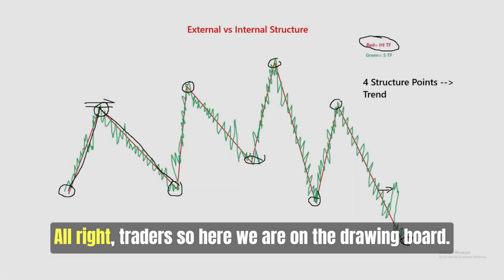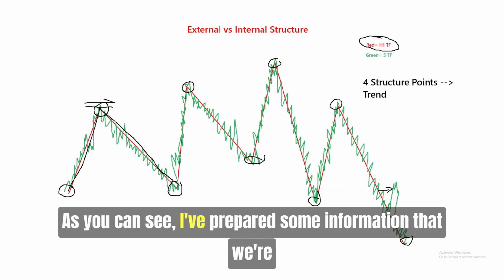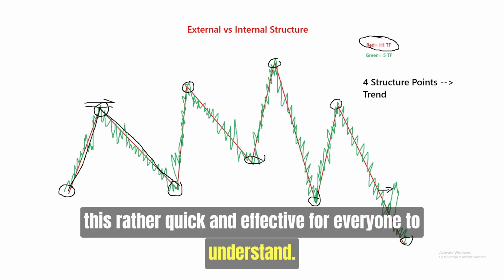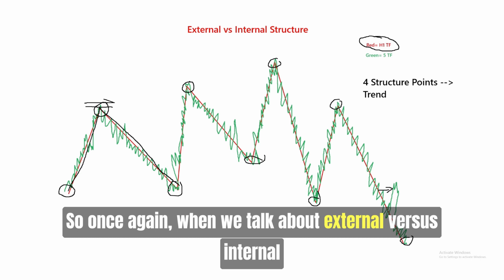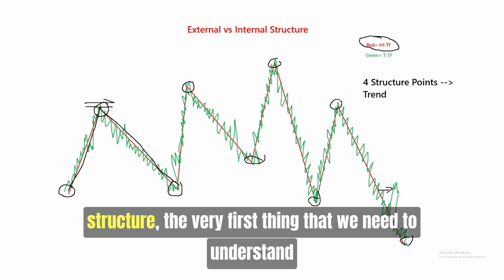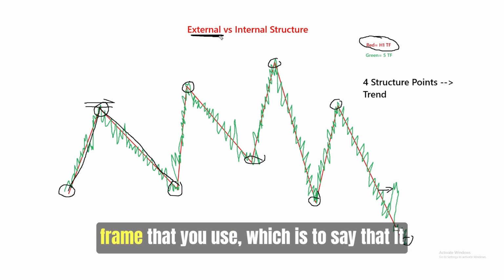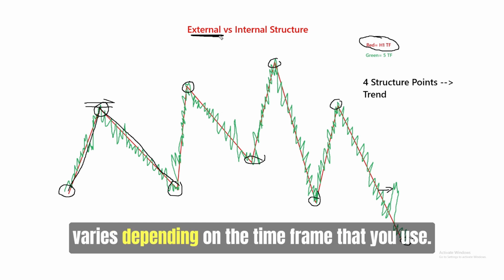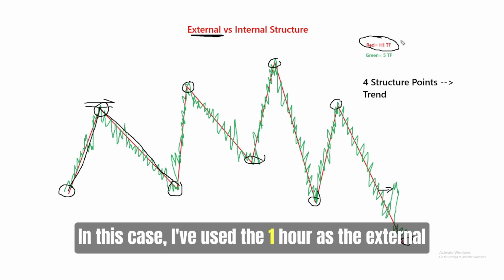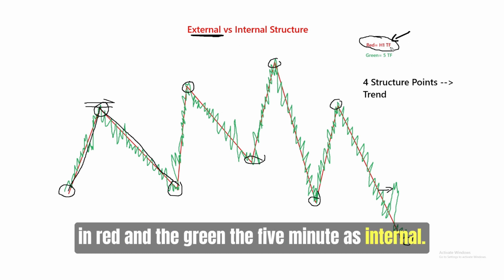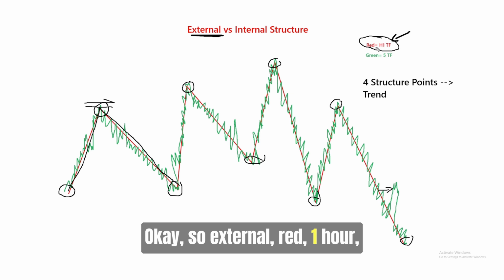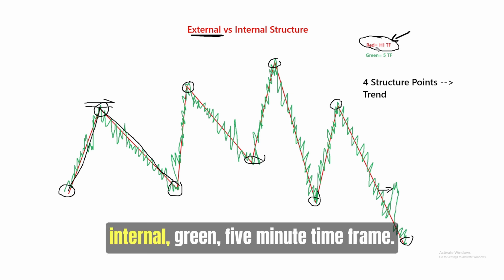Alright traders, so here we are on the drawing board. As you can see, I've prepared some information that we're going to be going over, and I'm going to make this rather quick and effective for everyone to understand. So once again, when we talk about external versus internal structure, the very first thing that we need to understand is that the external structure is dependent on the time frame that you use, which is to say that it varies depending on the time frame that you use. In this case, I've used the 1 hour as the external in red, and the green, the 5 minute, as internal. Okay, so external red 1 hour, internal green 5 minute time frame.